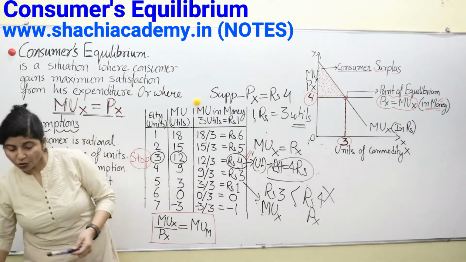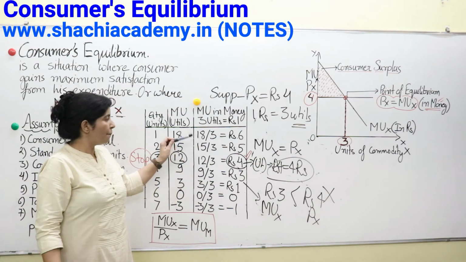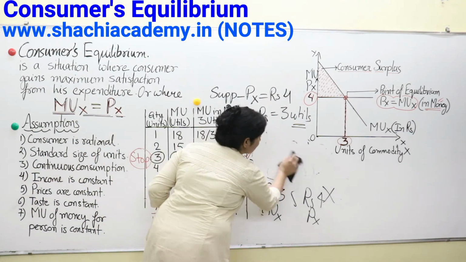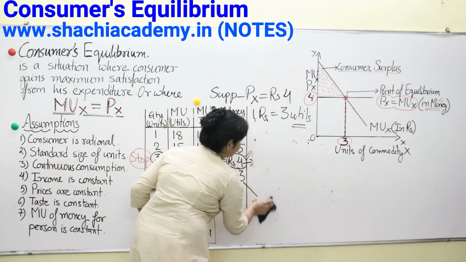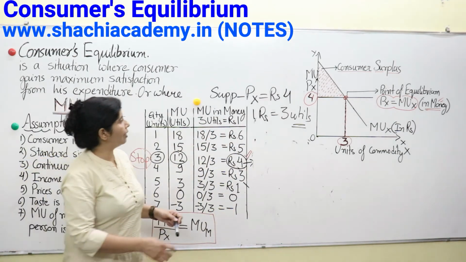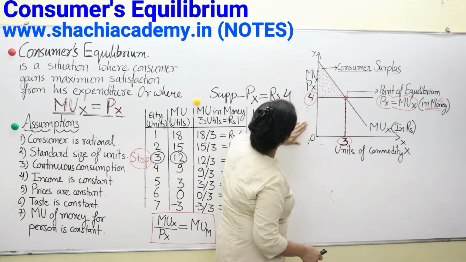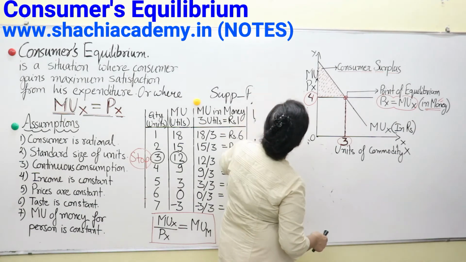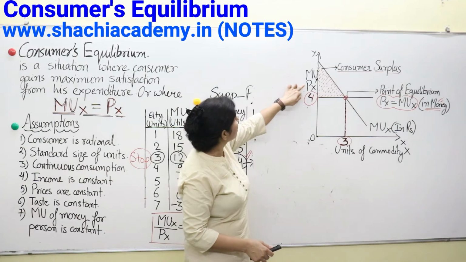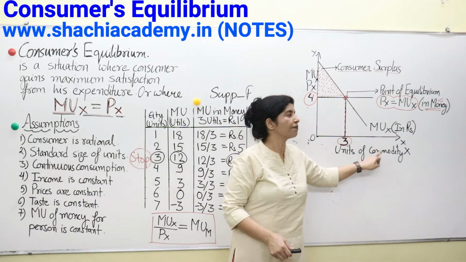Clear? So normally this figure or schedule comes in your books, and people fail to understand it many times. So this is marginal utility in terms of money for any person, right? Then we move on to our graph. Here we have the graph. Now here we can see that on this vertical axis we are given marginal utility of X and price of X. And on this horizontal axis, we are given units of commodity, right?